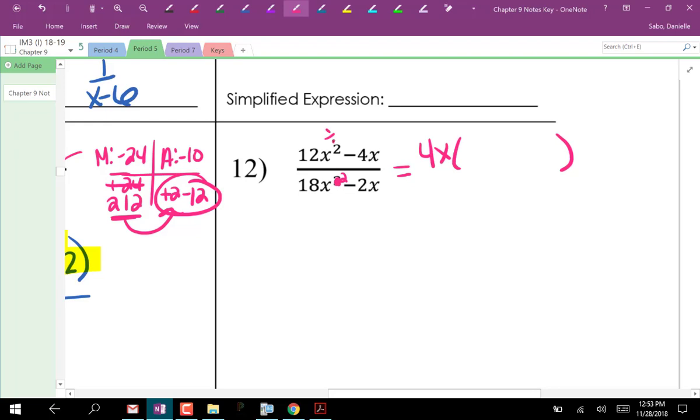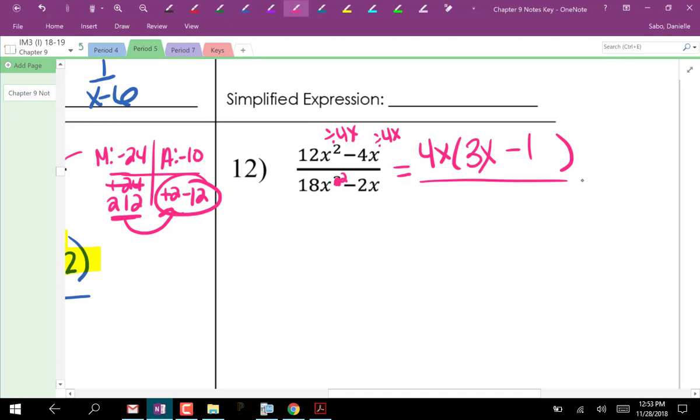12x squared divided by 4x gets me what? What'd you say? Good. 3x. Do you have questions on how we got that piece? Okay, negative 4x divided by 4x gets me negative what? 1. Very good. Questions there? Okay, let's go to the bottom.